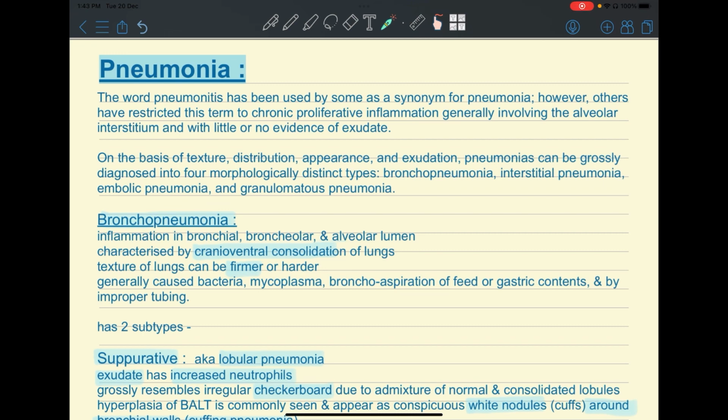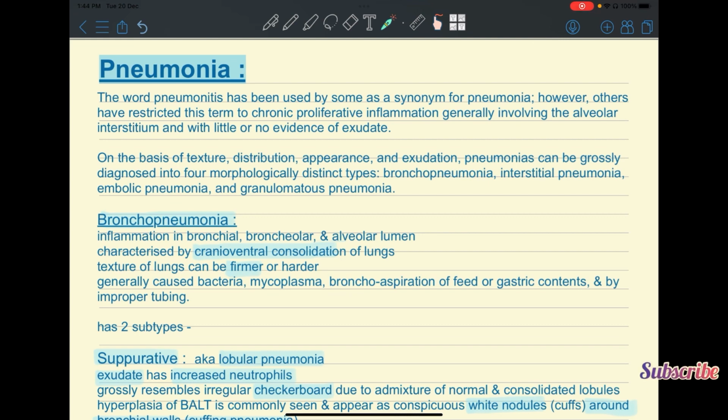So let us first talk about bronchopneumonia. As the name suggests, it is inflammation in the bronchial, bronchiolar, and alveolar lumen. It is characterized by cranioventral consolidation of the lungs. Very important point. By cranioventral consolidation, what do we mean? We mean that the cranioventral part of the lungs is firmer or harder.